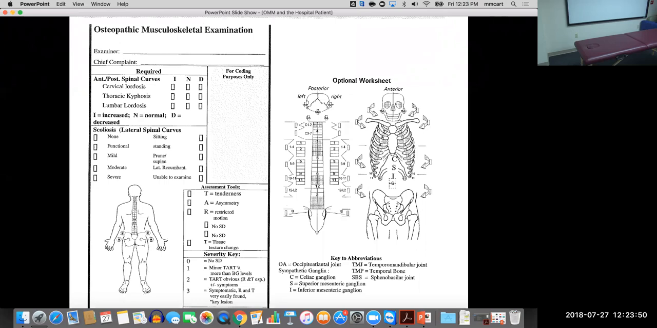So if the lordosis, kyphosis, and lordosis are all normal, you just fill in the middle each spot. If they had increased kyphosis, you just fill in the increased kyphosis on that. And then for the lateral spinal curves, if you looked and didn't see anything, you just put none. Here they have functional versus mild, moderate, severe.